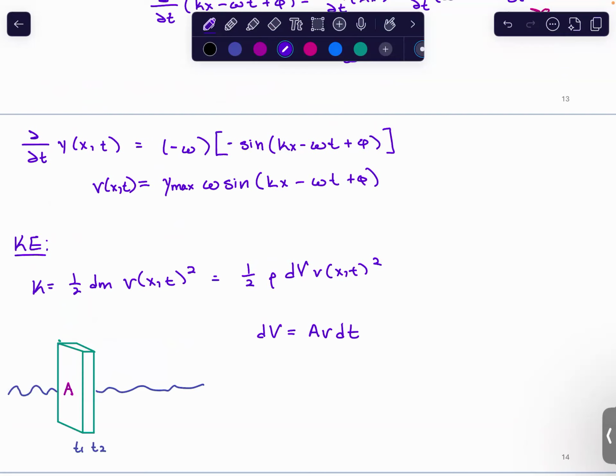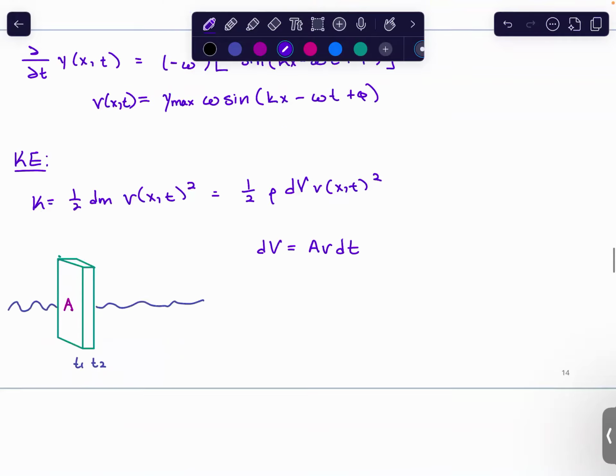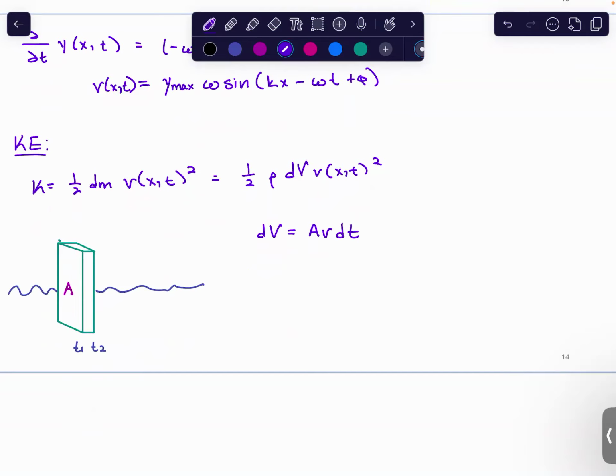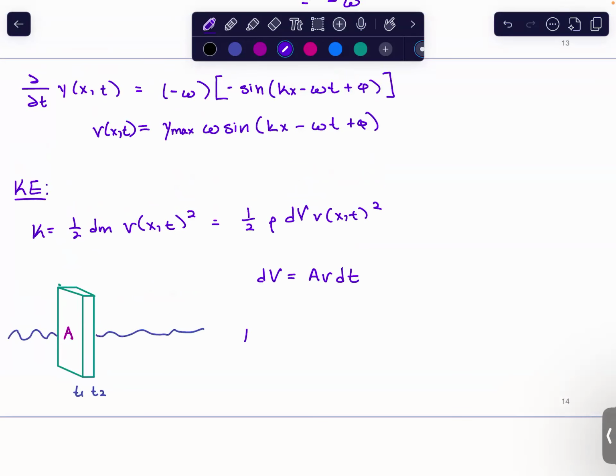So just change your dm to rho dV. Now your dV element is going to be time 1 and time 2. That's how fast you pass through the element. Differential of time and the surface area that you're constantly passing through over and over and over. So that means that our kinetic energy, there's where that second v comes in.